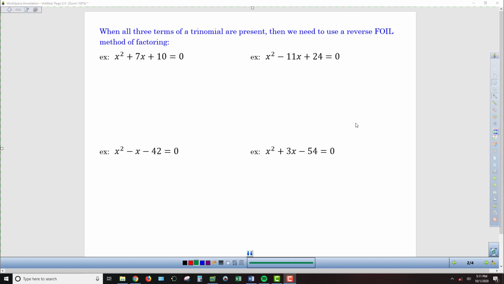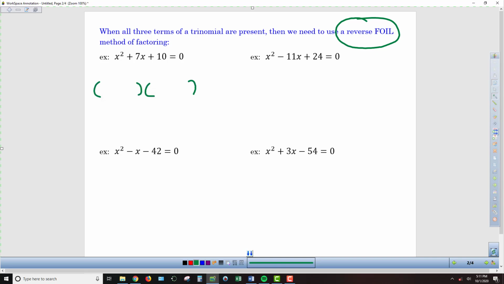A second type of factoring that we'll use besides undistributing is what we can refer to as a reverse FOIL method. And this is where we're going to break this quadratic equation into two sets of parentheses, both with two pieces in them. So we're going to find a binomial times another binomial that will remultiply to get us back to this original. Now, there's kind of a process that we can go through to get us there.